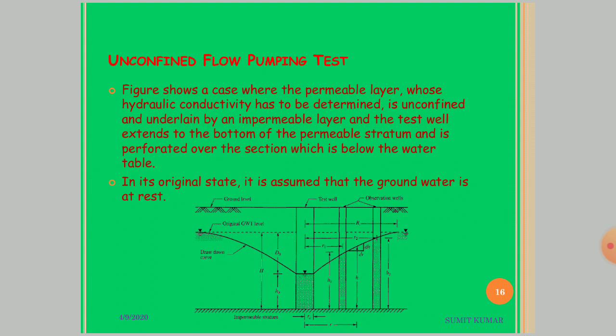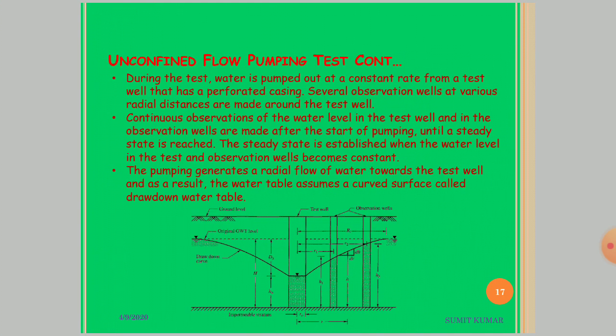In its original state, it is assumed that the groundwater is at rest. During the test, water is pumped out at a constant rate from a test well that has a perforated casing. Several observation wells at various radial distances are made around the test well. Continuous observations of the water level in the test well and in the observation wells are made after the start of pumping until a steady state is reached. The steady state is established when the water level in the test and observation wells becomes constant. The pumping generates a radial flow of water towards the test well, and as a result, the water table assumes a curved surface called the drawdown water table.